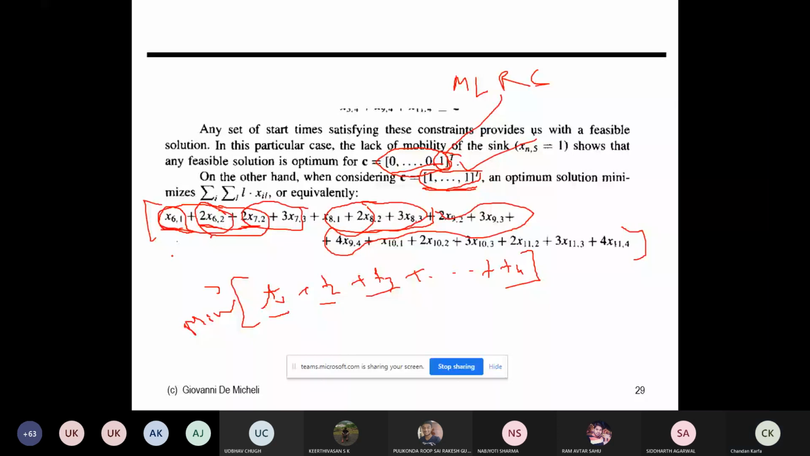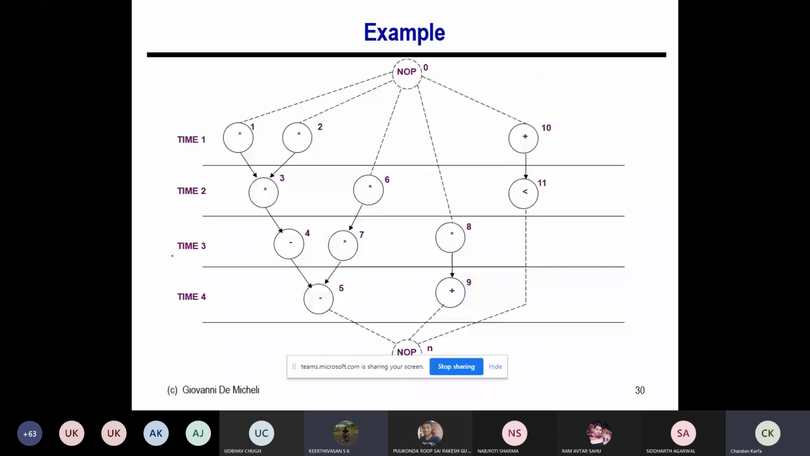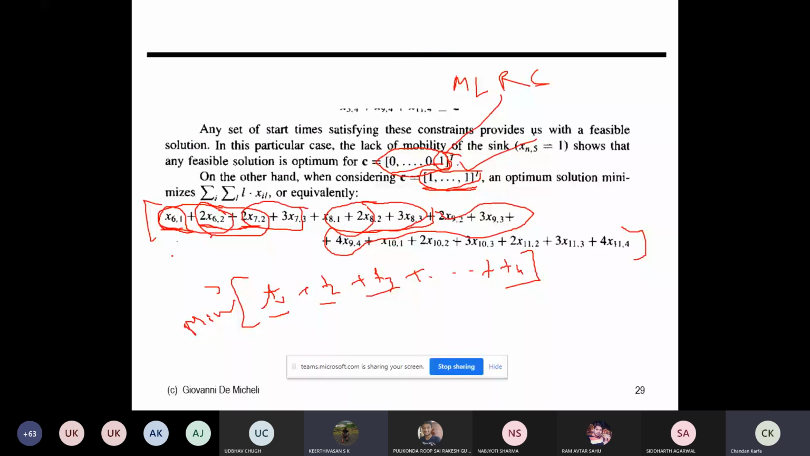Sir, just for clarification, what you said right now was that if the minimum lambda doesn't work, increase the lambda, again do ALAP, then again find the results, like do ILP for finding the solution for that lambda. That's what you said. Yes. Okay. Yes.